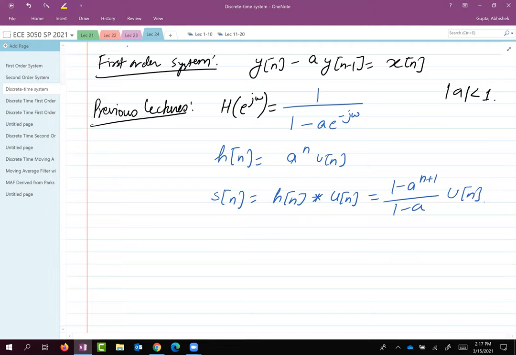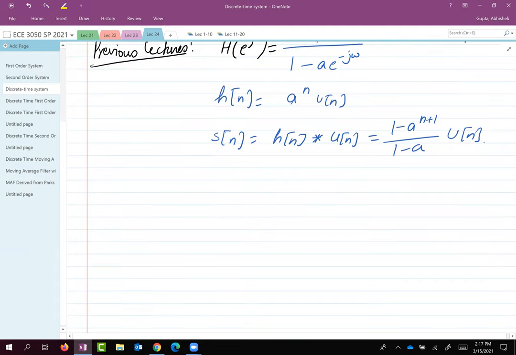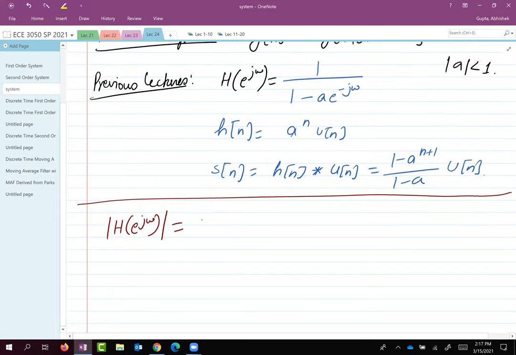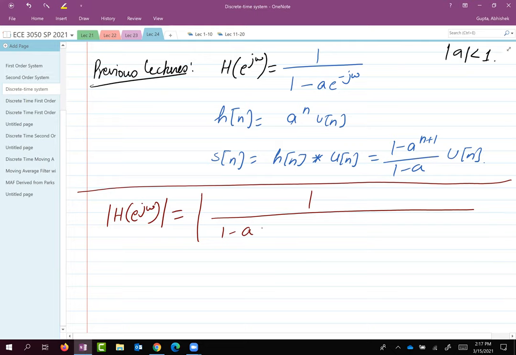Now, in order to compute the Bode plot, I need to compute the magnitude and the phase of the system, of H of e raised to j omega, the frequency response of the system. So let's do that. This is the absolute value of 1 over 1 minus a e raised to minus j omega. This should be equal to cos omega minus j sine omega.